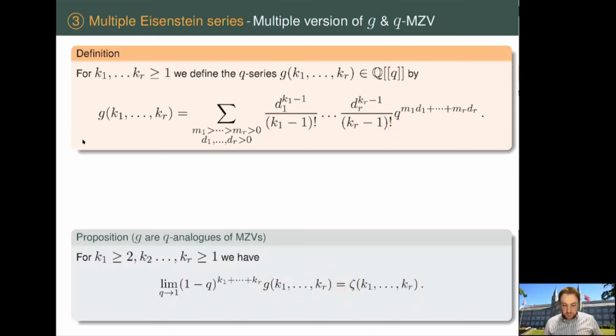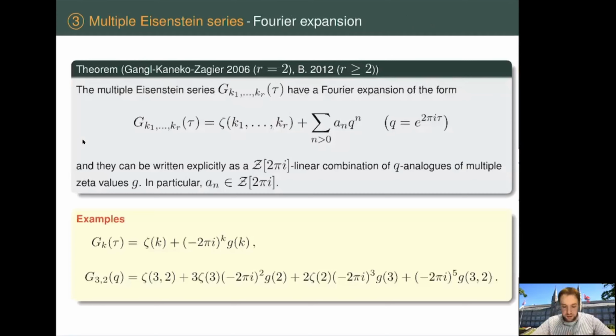Okay, so these multiple g's are Q-analogs of multiple zeta values, but they will also now be the building blocks of the Fourier expansion of multiple Eisenstein series, because the statement is the following. For the case r equals 2, this was shown in a paper by Gangl, Kaneko and Zagier. And then for arbitrary depths in my master thesis: the Fourier expansion of multiple Eisenstein series has a constant term given by the corresponding multiple zeta values. And the rest can be written down explicitly.